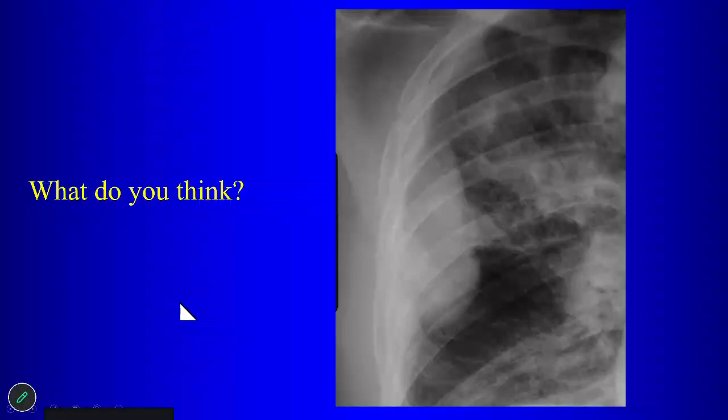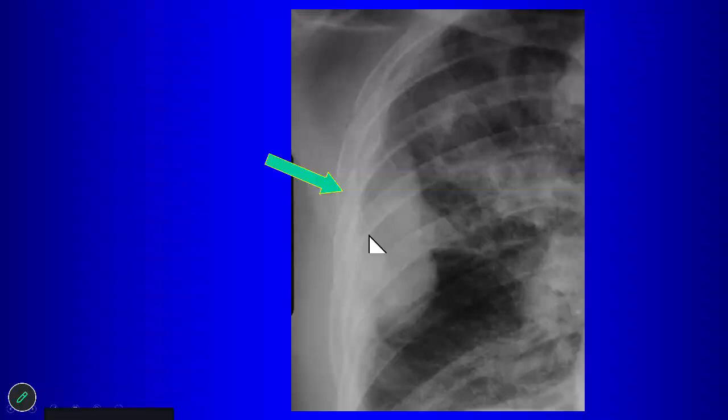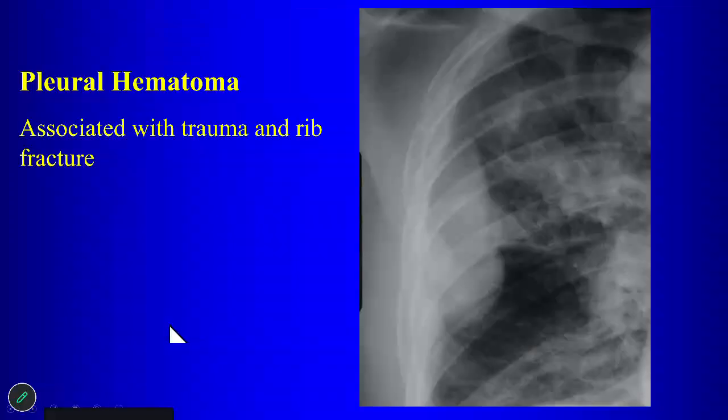What about this case? Looks like there's a rib fracture, or a few rib fractures. So what are you thinking about? Like a hematoma. Hematoma, right. So look carefully at the ribs here. It's pretty subtle, but there's a rib fracture here, see? There's discontinuity of that rib. We have a pleural opacity associated with the rib fracture, so here you're going to be thinking about hematoma, right? So that's pleural hematoma associated with trauma and a rib fracture.